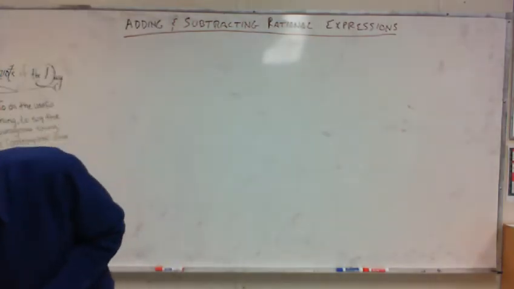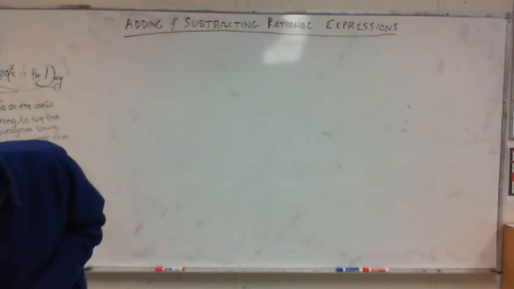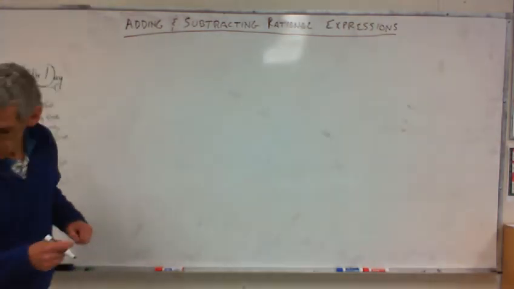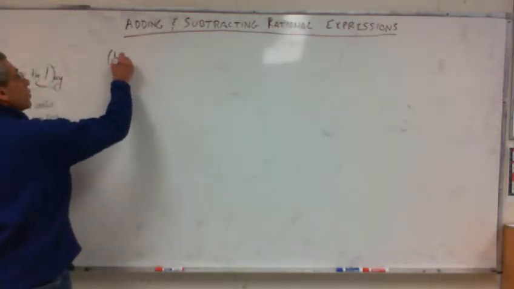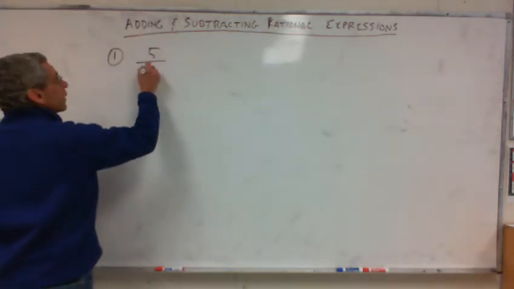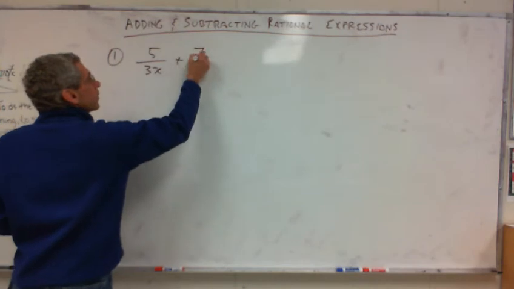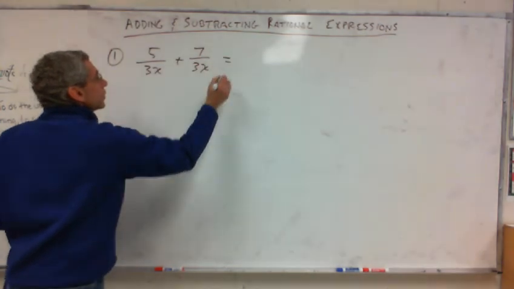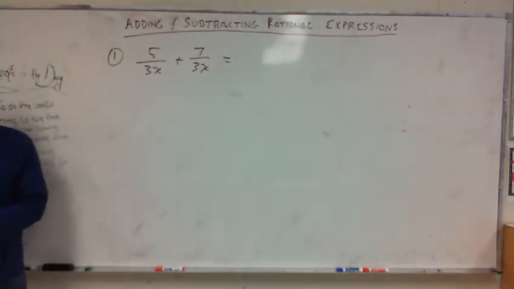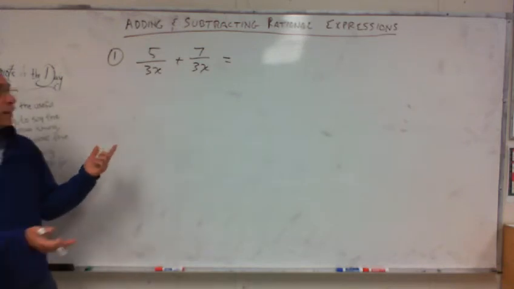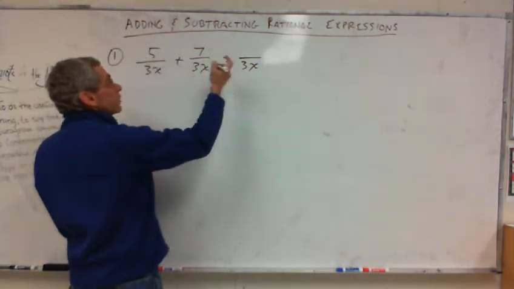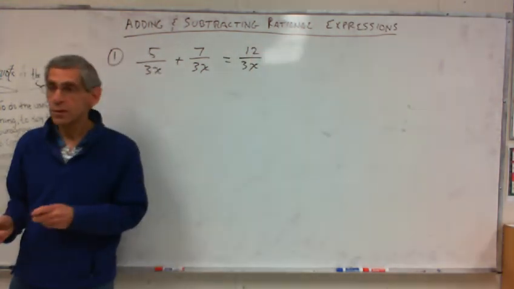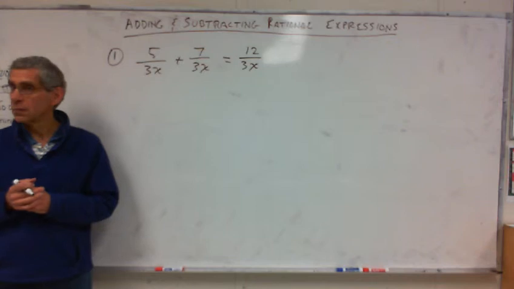So the first thing I want to do is example 1, something very simple. I'm just going to use the examples from the book because it's just easier. So example 1, 5 over 3x plus 7 over 3x. Do I have common denominators? Yes. So I can just immediately put my fraction over here with my common denominator in the answer, and then 5 plus 7 is 12, right? So am I done? No, because we can simplify it.